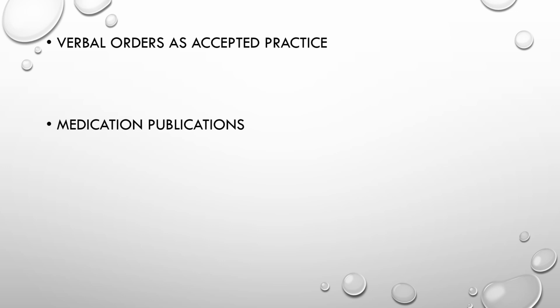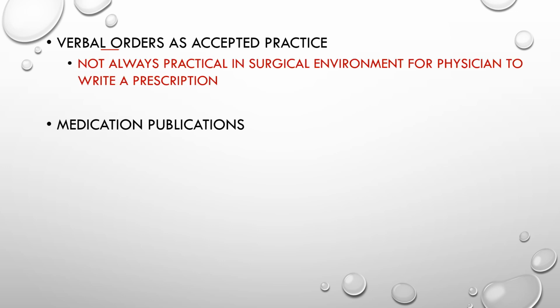So then we have a few things here. There are what are referred to as verbal orders, and they are accepted in practice. A lot of times in the hospital setting, there's a prescription or something written for how to carry out things. But verbal orders can be used, especially in the surgical setting. It's just not always practical, especially in that surgical environment, for a doctor to write out a prescription. Instead, if somebody's on the table and they say, I need morphine or I need more anesthesia, they're not going to take time to write that into a prescription.